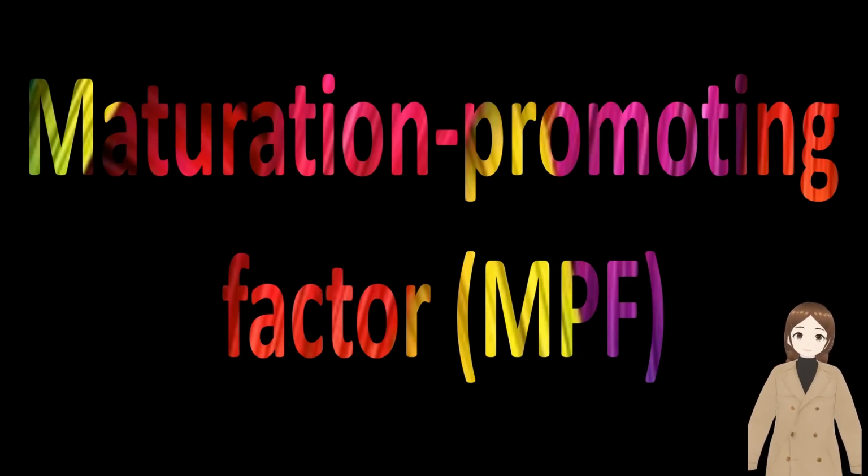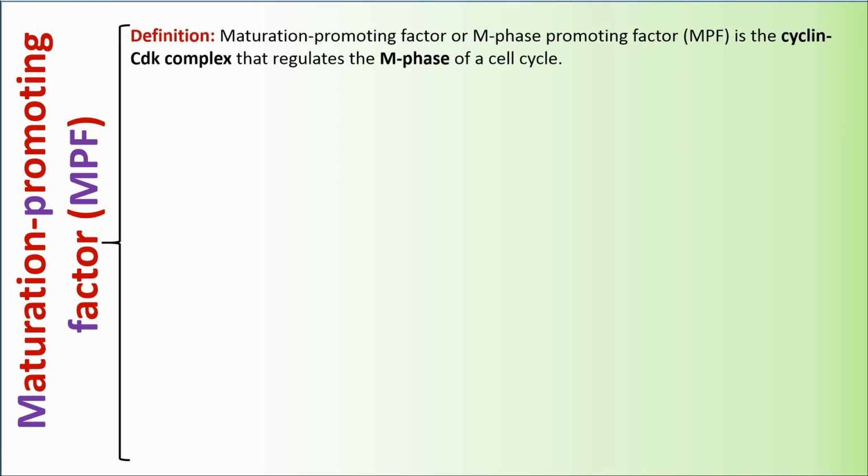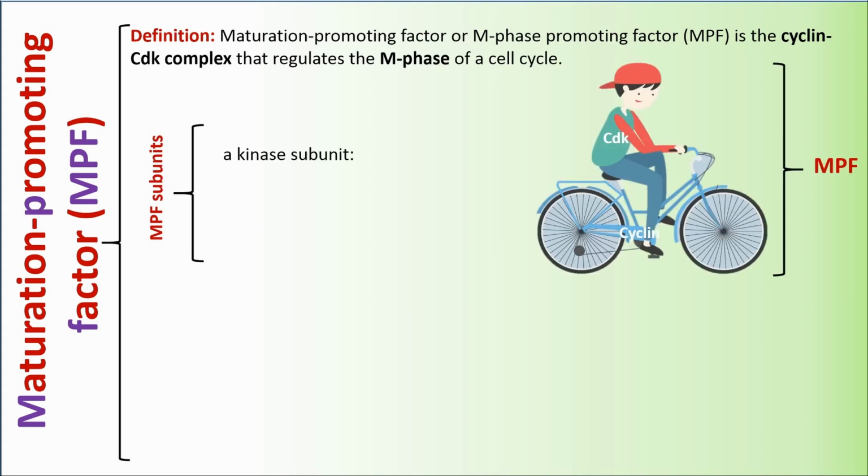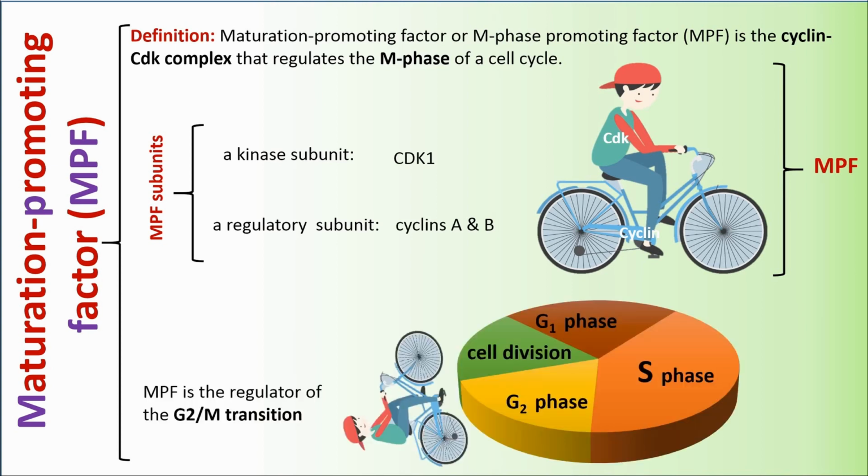Maturation-promoting factor or MPF. MPF is the cyclin CDK complex that regulates the M phase of a cell cycle. MPF subunits. MPF has two subunits: a kinase subunit or CDK1 and a regulatory subunit or cyclins A and B. MPF is the regulator of the G2 to M transition.